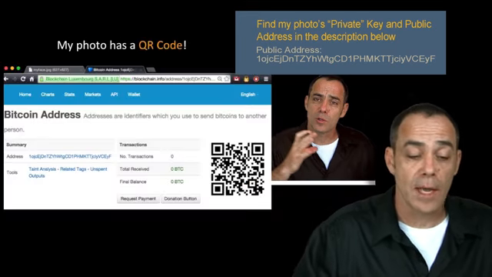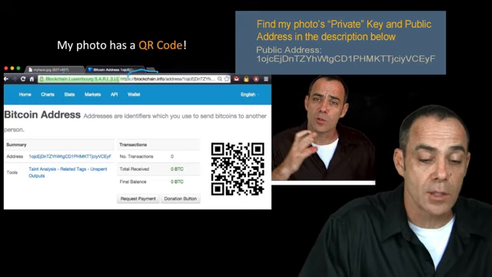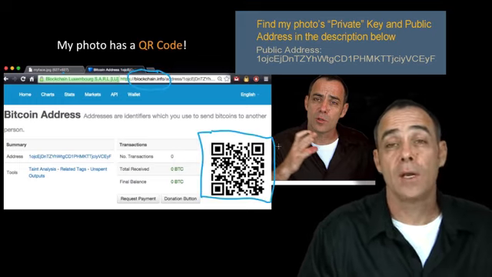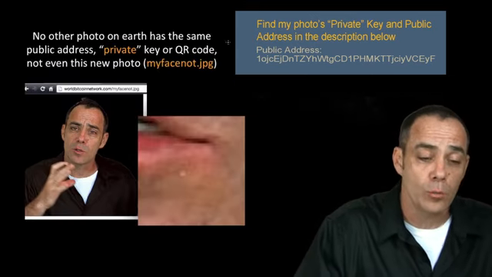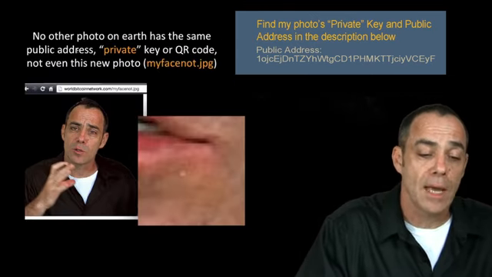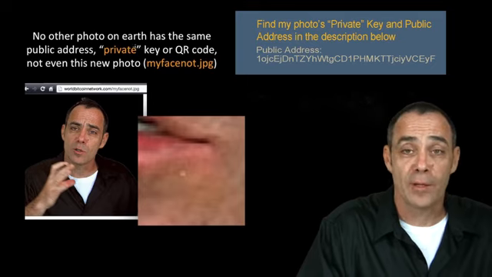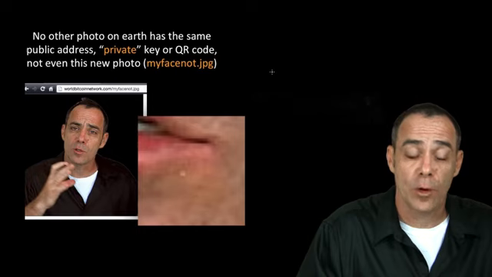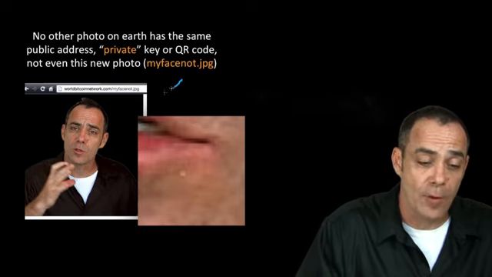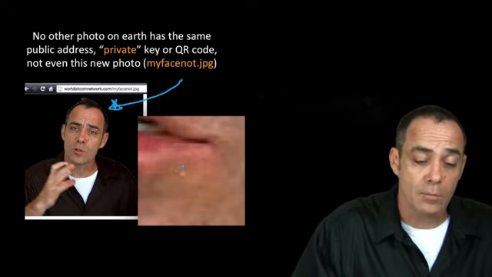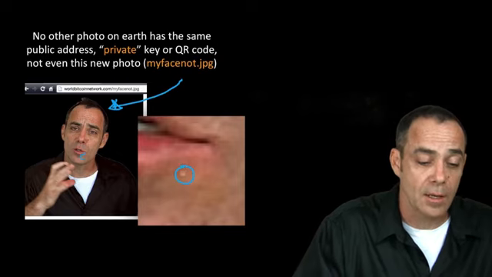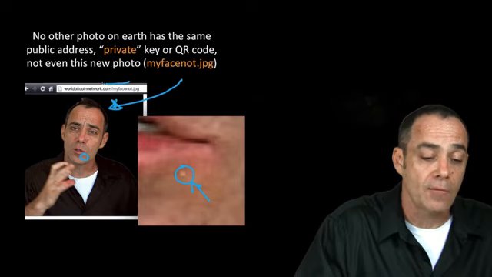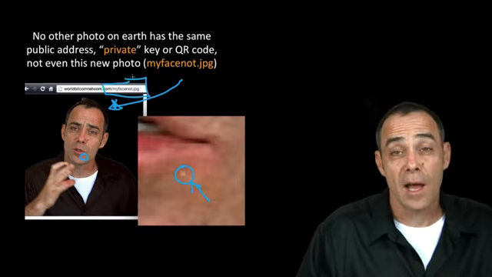And because it has a public address, you can slap that address into blockchain.info and it will spit you out a QR code. So your photo even has a unique QR code. So no other photo on earth has the same public address, private key, remember it's not that private because you put your photo online, or QR code. Not even this new photo. So what I've done is I've taken the same photo, right? And I've adjusted 1 pixel right here. So right here, kind of underneath my lip. You can see where I kind of made it lighter right there. And I've put that photo also online, myfacenot.jpg.